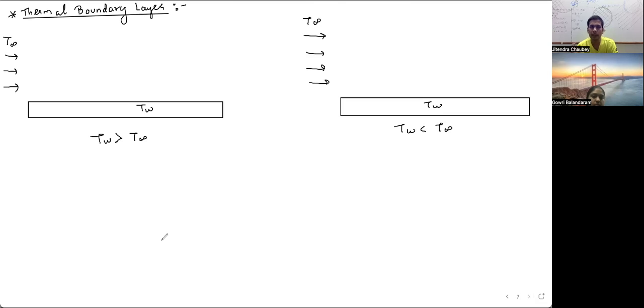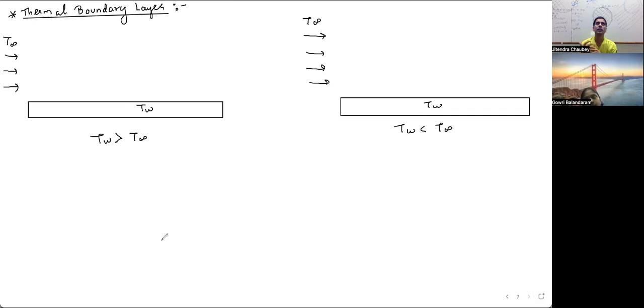See, similar to the velocity boundary layer, here also you will get the formation of a thermal boundary layer. What exactly is it? If you can imagine, the moment the fluid comes in contact with the surface, they will start exchanging heat. The more time they spend together, the more heat transfer there will be. And with time, the hotter body will try to bring the temperature of the colder body more towards itself.